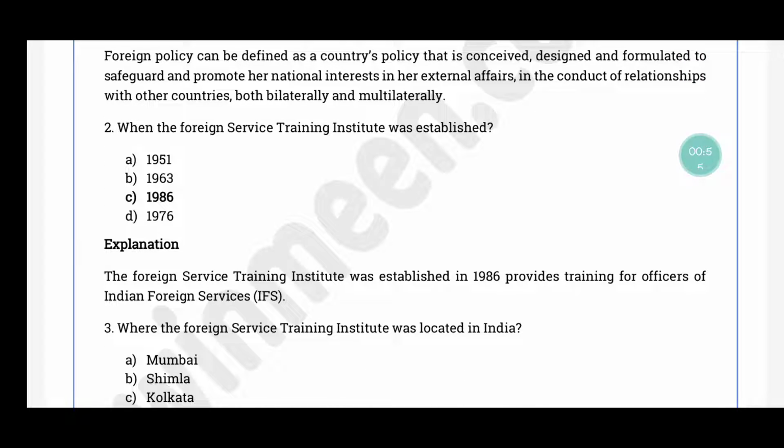Question number 2. When the Foreign Service Training Institute was established? The correct answer is option C, 1986. Foreign Service Training Institute it was established in the year 1986 and it provides training for officers of Indian Foreign Services, அதாவது IFS officers.